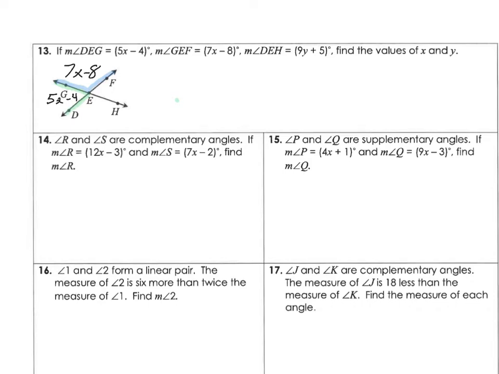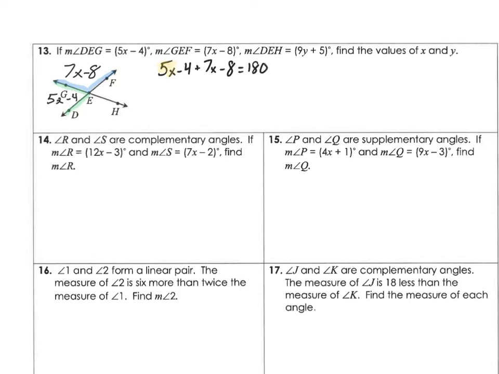What would those equal? What would these two angles equal? Are they complementary or supplementary? Supplementary, right? They equal 180. Okay, so to solve for x, we would do 5x minus 4 plus 7x minus 8 equals 180.